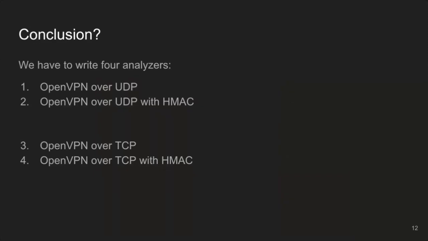All right, so what's my conclusion? We have to write four analyzers. We have to write one for UDP, one for UDP with the HMAC, and then one for TCP and then TCP with HMAC.